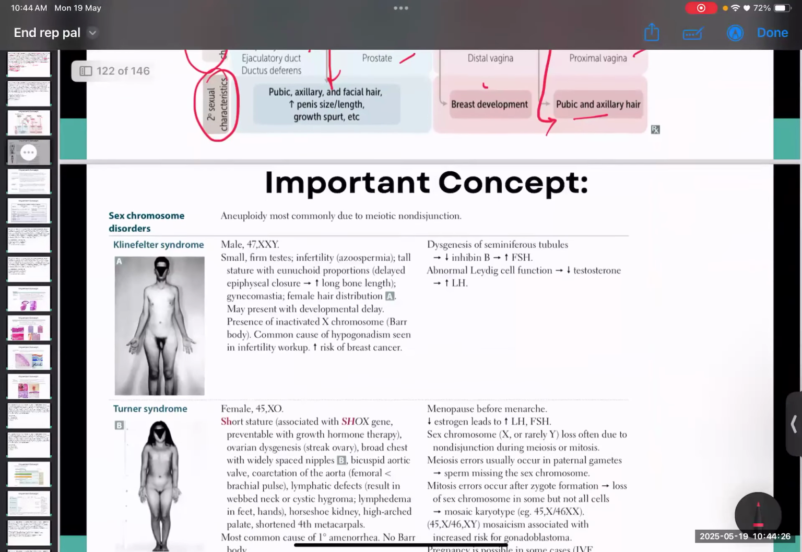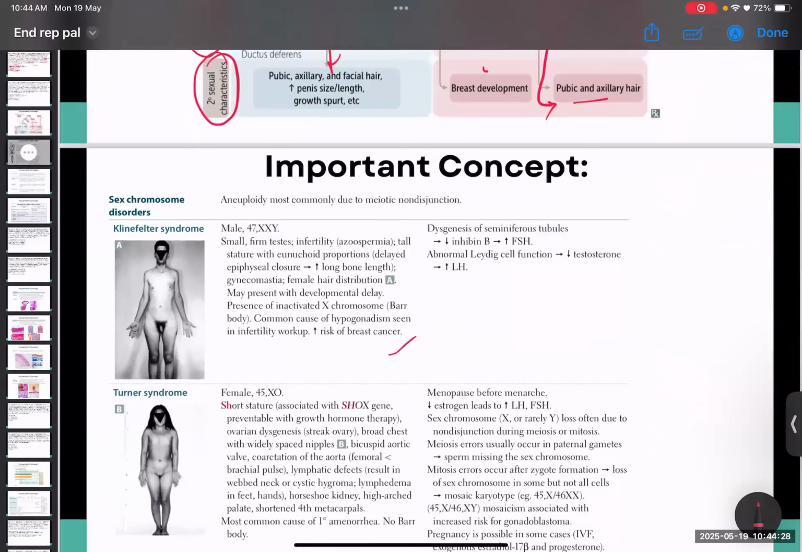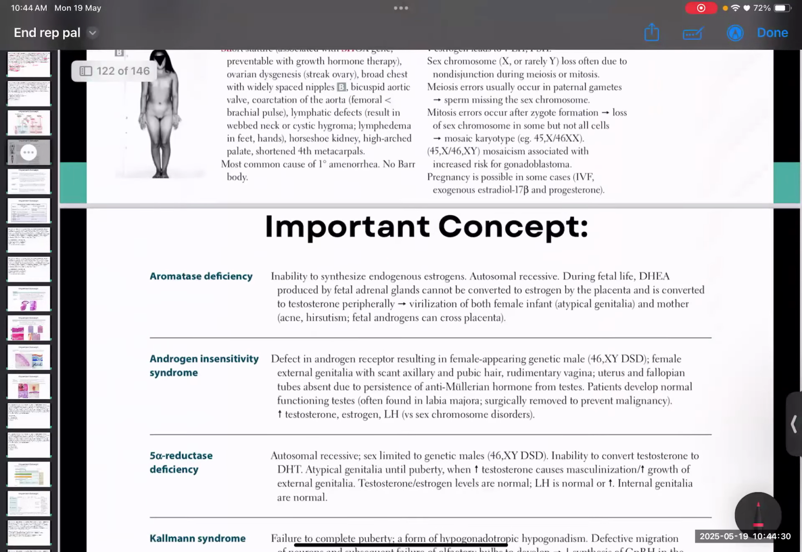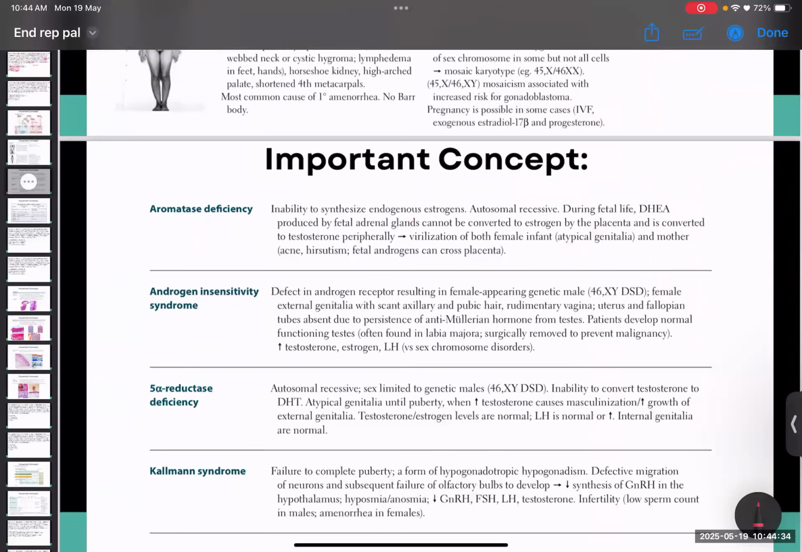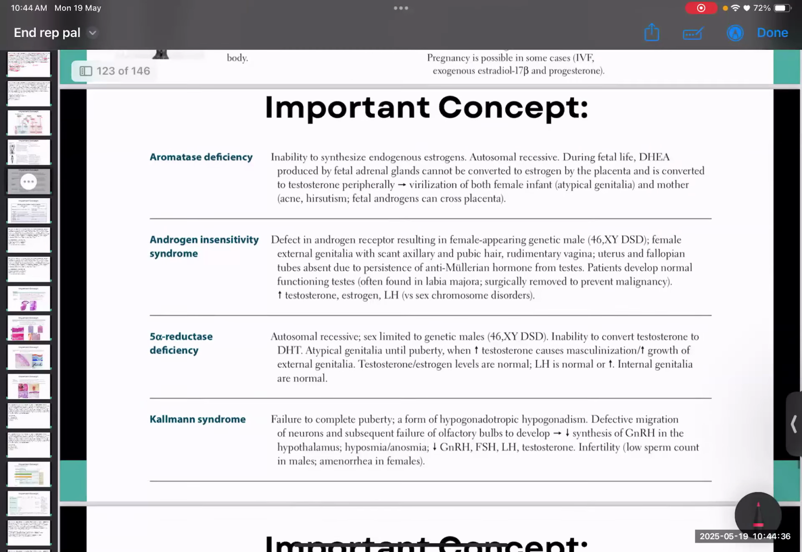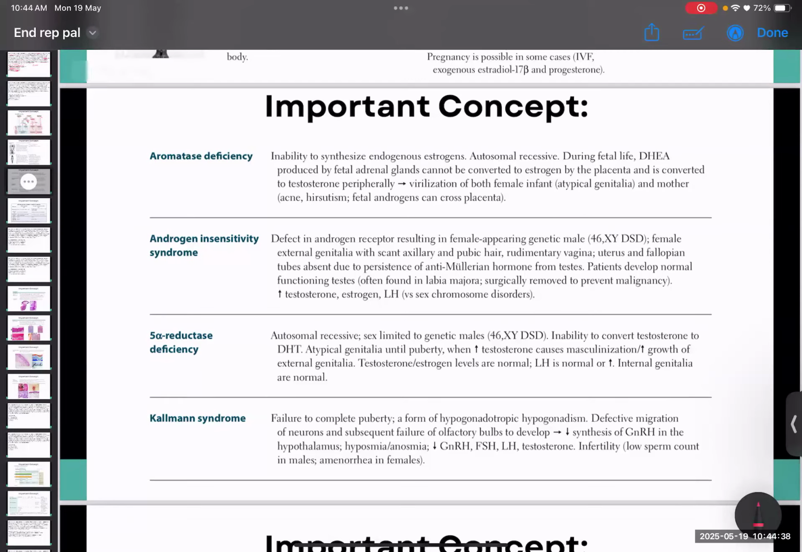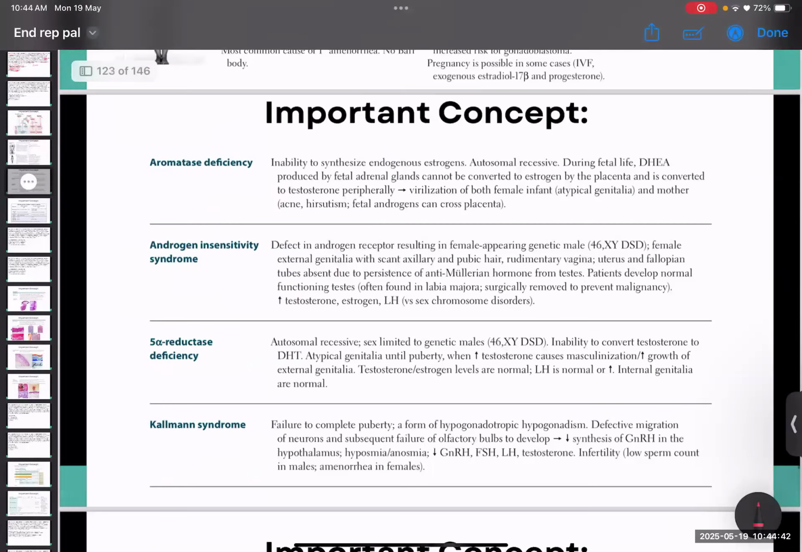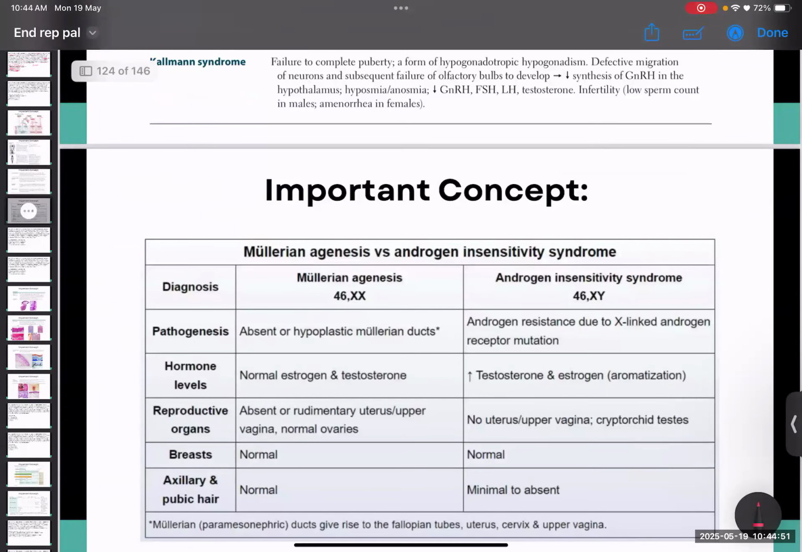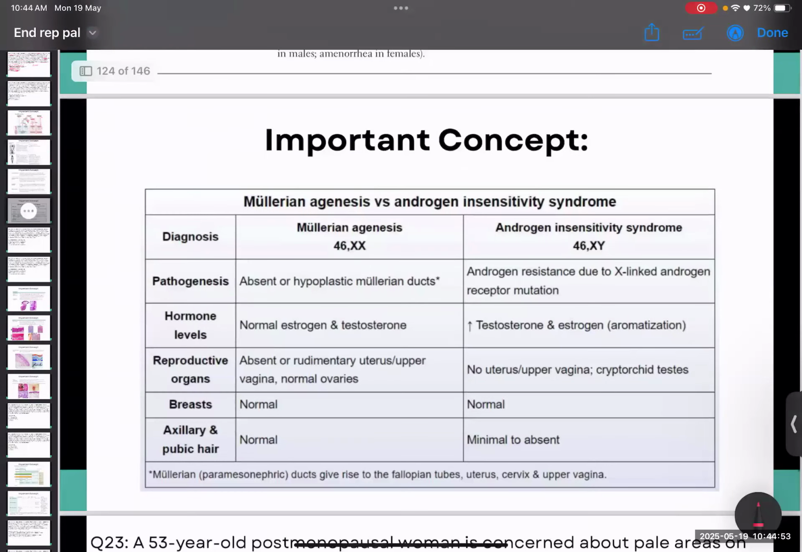These are the sex chromosome disorders. You have Klinefelter, Turner, you can read it. And then you have aromatase deficiency and all of these other, not chromosomal disorders, but disorders within the development of sexual characteristics. Here we have Mullerian agenesis and androgen insensitivity syndrome.